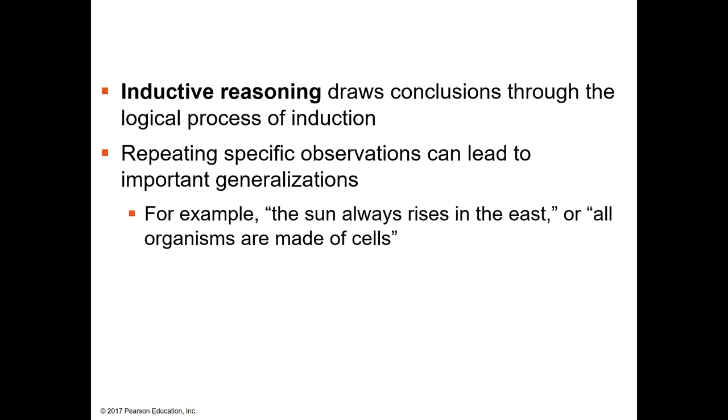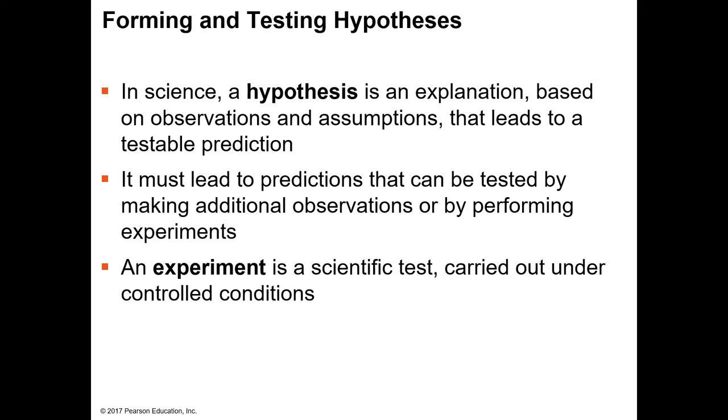Okay, inductive reasoning draws conclusions through the logical process of induction. Repeating specific observations can lead to important generalizations. For example, the sun always rises in the east, or all organisms are made of cells. In science, a hypothesis is an explanation based on observations and assumptions that leads to a testable prediction. It must lead to predictions that can be tested by making additional observations or by performing experiments. An experiment is a scientific test carried out under controlled conditions.